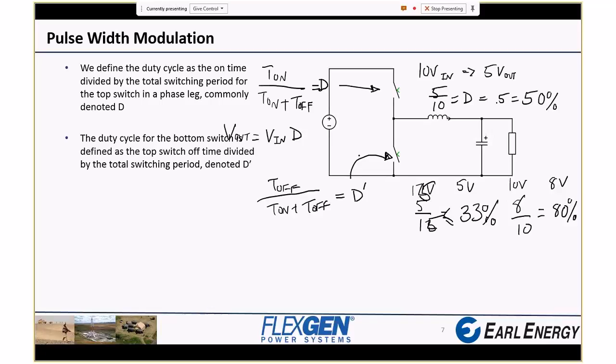The degenerate cases here are 100% duty cycle, which is just leaving the top switch on. It's the same as connecting your input to your output, so your output voltage will be your input voltage. The other case is a duty cycle of 0, where you're just leaving the bottom switch on, and that will result in your output voltage being 0. So those are the intuitive end cases you can think of to justify this to yourself.